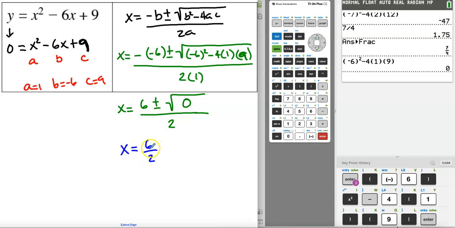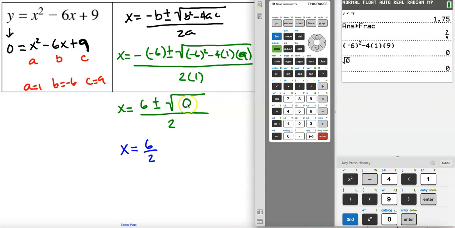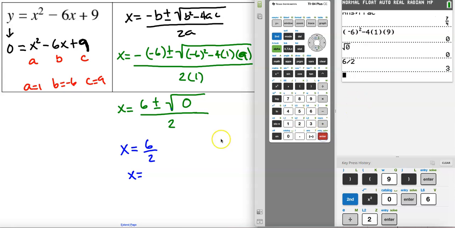So therefore you don't get 6 over 2 plus or minus, because it's plus or minus nothing, because the square root of 0 is just 0. So this is nothing over here. Okay, so understand that. So therefore we have one solution here. So we have x is equal to, well, I can divide this. 6 divided by 2 is just 3. So my solution is 3.